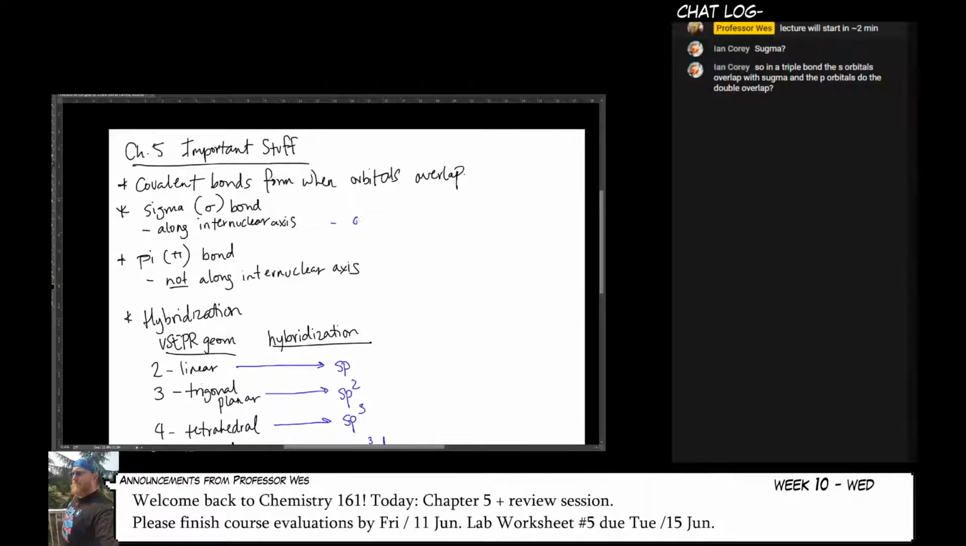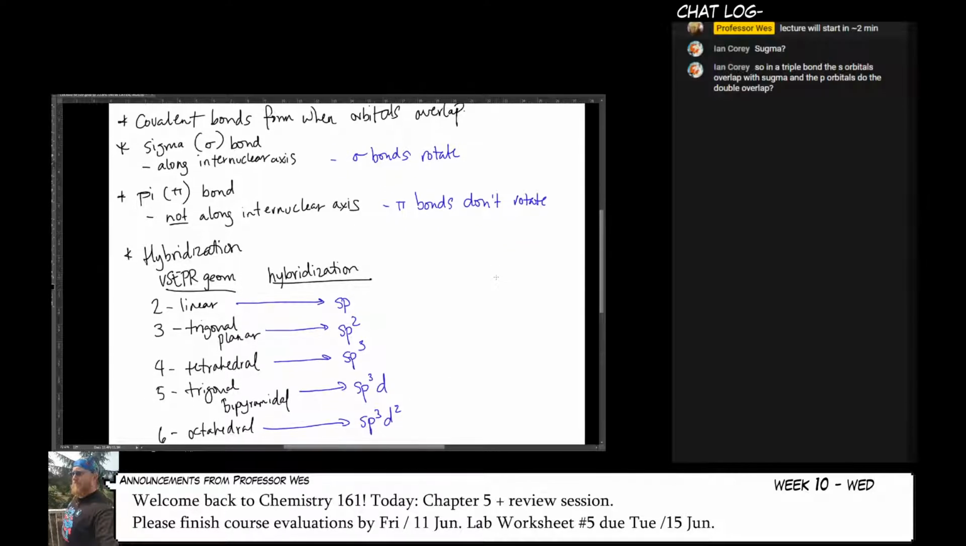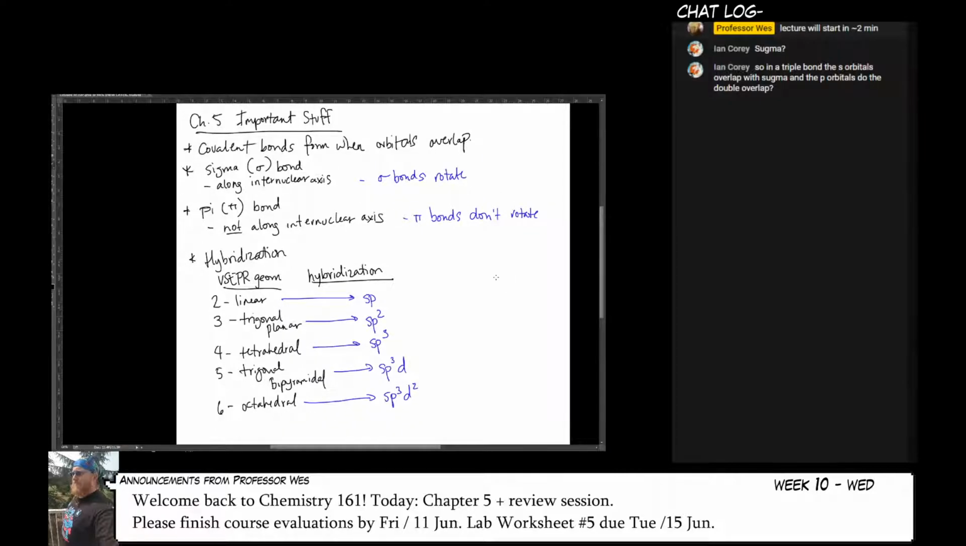So sigma bonds rotate, pi bonds don't rotate. I guess I should put. There we go. We'll talk about bond rotation. This is literally it. This is chapter 5 right here. This is all you need to know. Hooray, we're done. But I'm going to actually do the lecture. So this is all that you need to know.